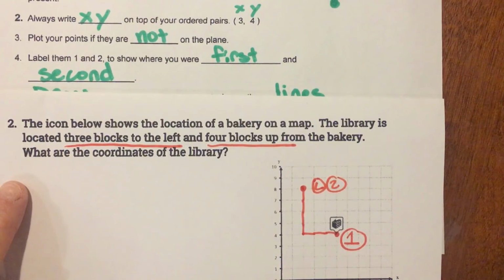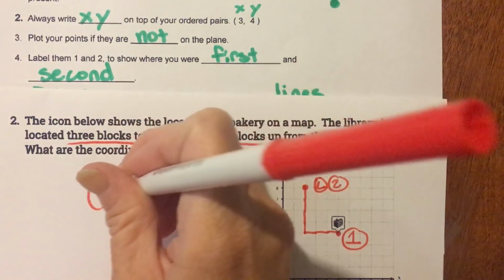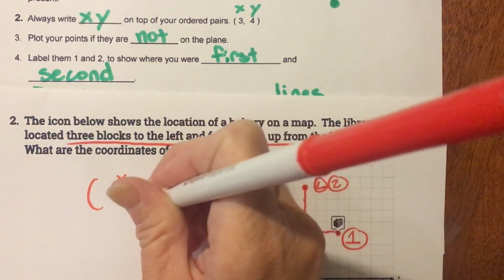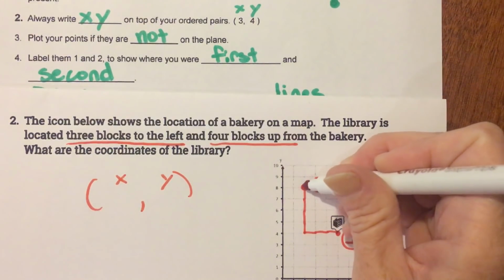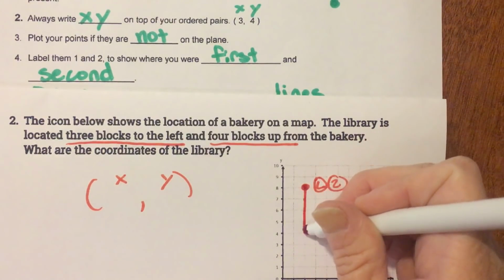Okay, so my question says, what are the coordinates of the library? Well, my coordinates are always going to have an X and a Y. So if I look right here, this is my library. What is my X?